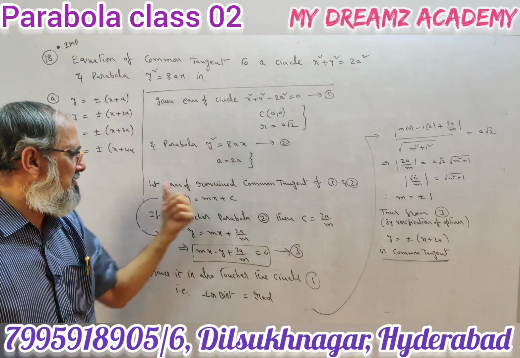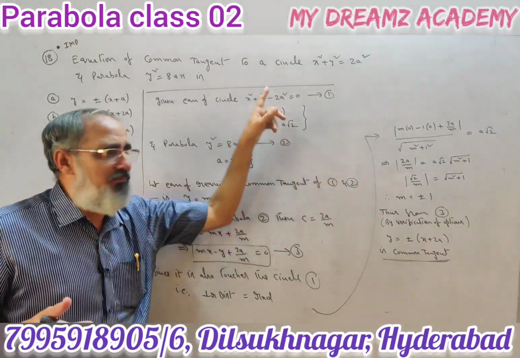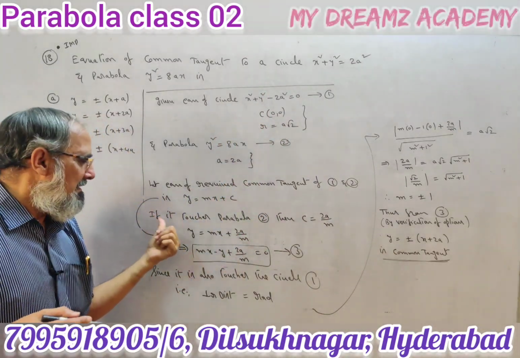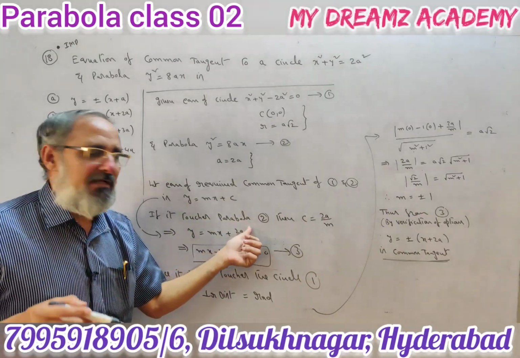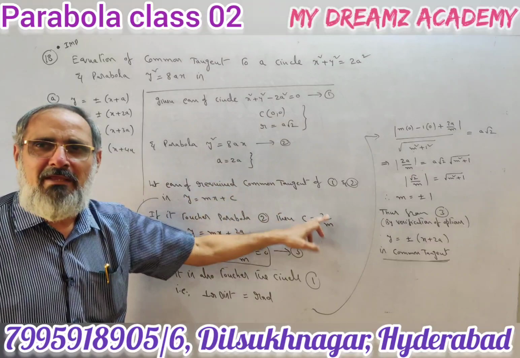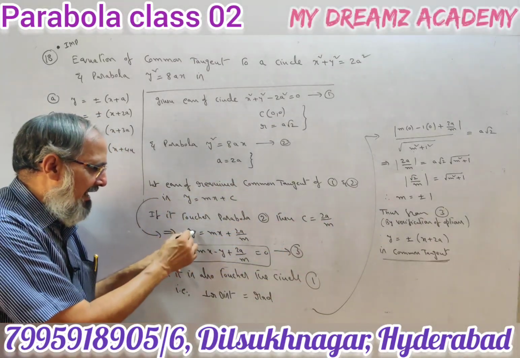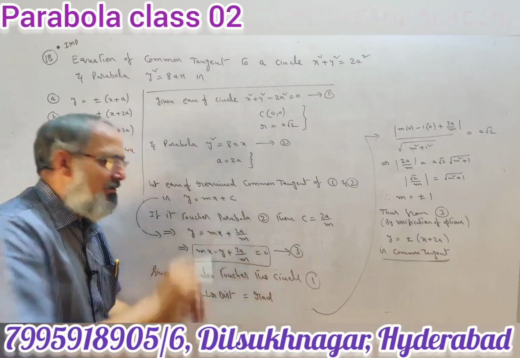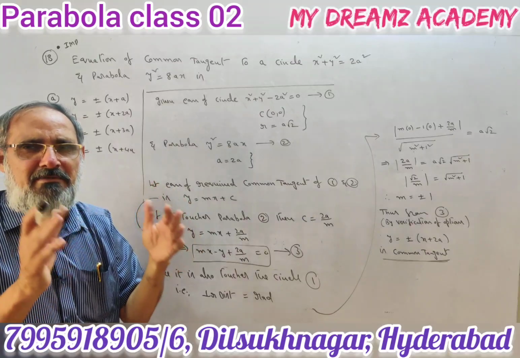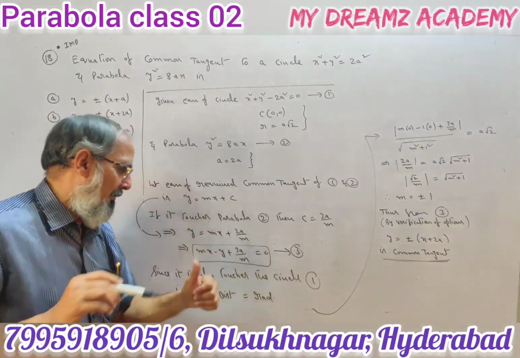Once you identify these two, assume that the equation of the required common tangent for both circle and parabola will be y equal to mx plus c. If it touches the parabola, the condition I just explained, c equal to a by m, here a is 2a, so c is 2a by m. Then the equation y equal to mx plus c becomes y equal to mx plus 2a by m. Write it in standard form ax plus by plus c: mx minus y plus 2a by m equal to 0.